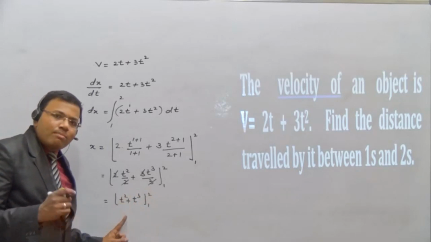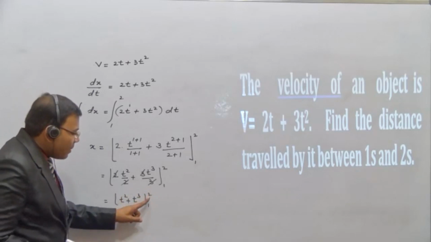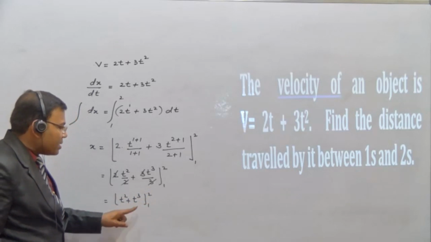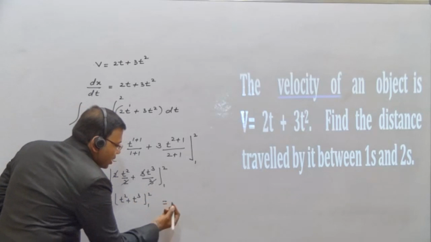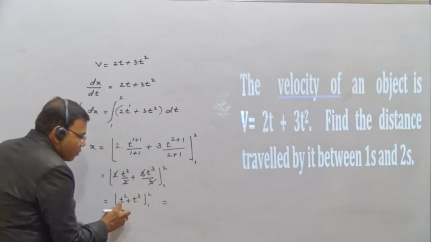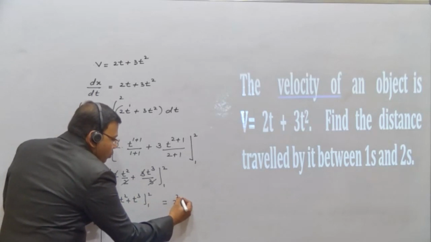How can the concept of limits be applied? Upper limit minus lower limit. So what is the upper limit here? It is 2. Lower limit it is 1. So therefore, how to move with this step? Upper limit minus lower limit. चलिए, upper limit is 2. So in place of t, we have to write 2. So it is what? 2 square. Try to understand. 2 square.